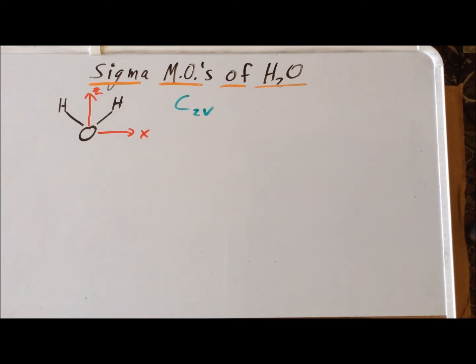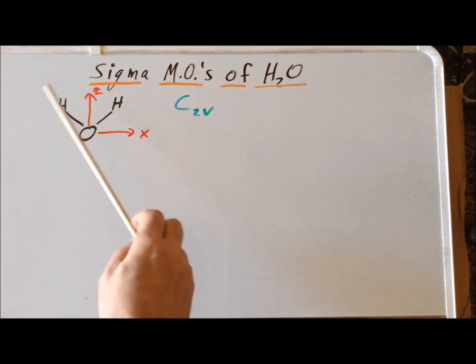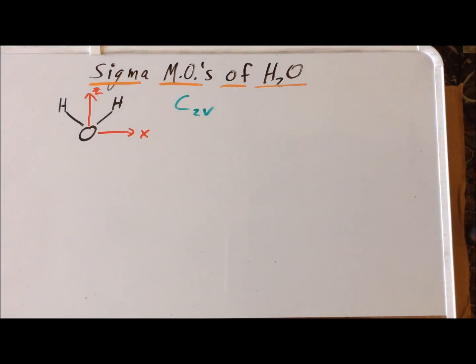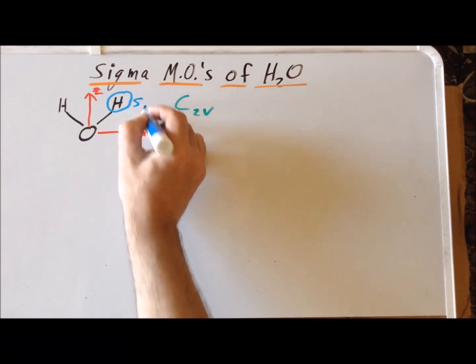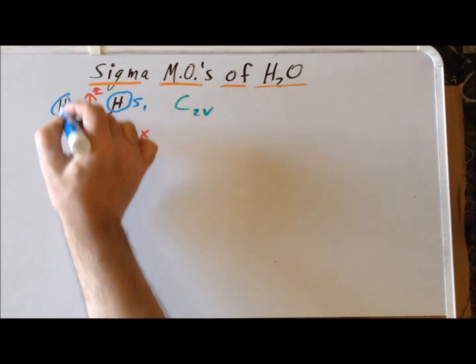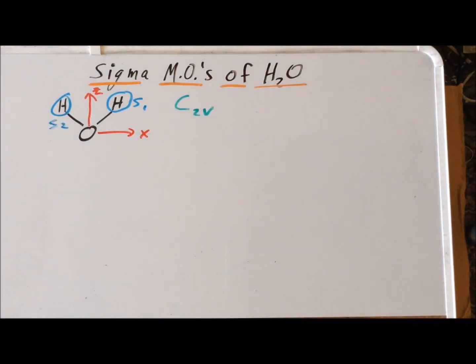For water, we can divide the atoms into the central atom, which is oxygen, and the two outer atoms, the hydrogen atoms. And when we derive the sigma orbitals, we're first going to look at the linear combinations of the hydrogen atoms, which we sometimes call the group orbitals, that we will find under the point group C2V. We can label these 1s orbitals on hydrogen as S1, and this one we will call S2, for sigma 1 and sigma 2.